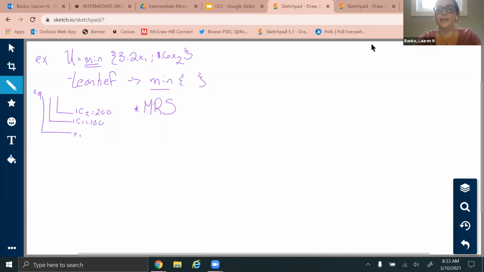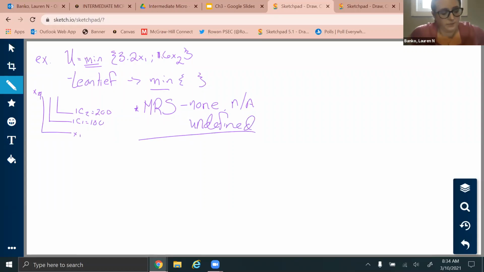So we actually can't take a derivative, which is what the MRS is. It's a ratio of derivatives. We can't take derivatives here, and so there is none. You can answer NA or that it's undefined. In your notebook, it might be good to write down: Leontief always has the minimum, always, and the MRS is undefined.